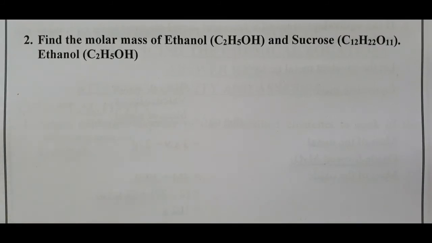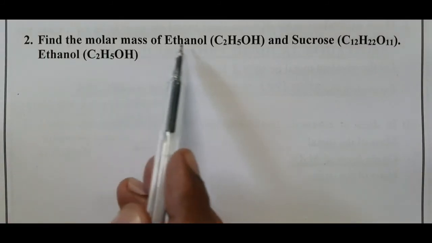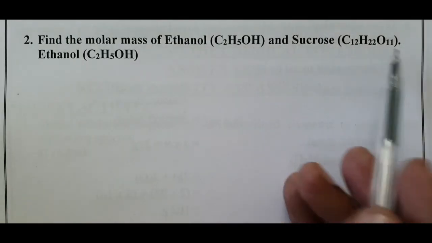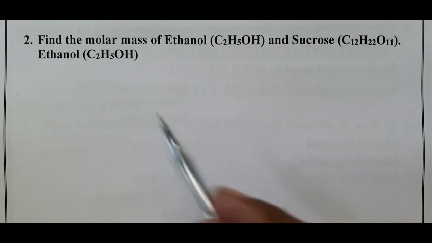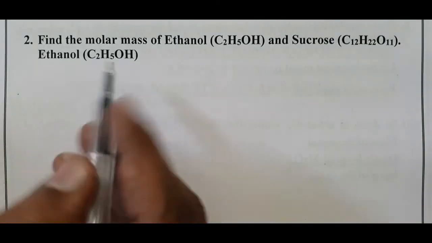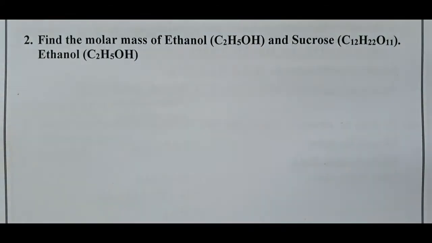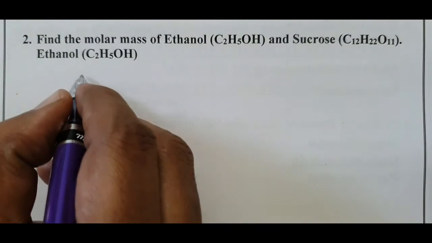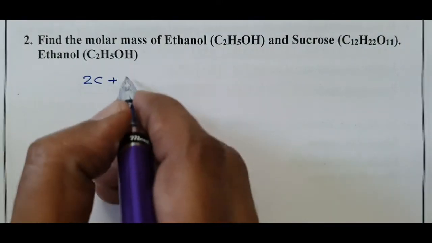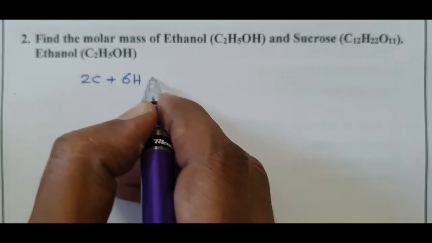Assessment number 2. Find the molar mass of ethanol C2H5OH and sucrose C12H22O11. First ethanol. Ethanol molecular formula C2H5OH. First divide the elements by a positive sign. It contains how many carbon atoms? 2 carbon atoms. Hydrogen 5 plus 1 equal to 6 hydrogen. How many oxygen do we have?